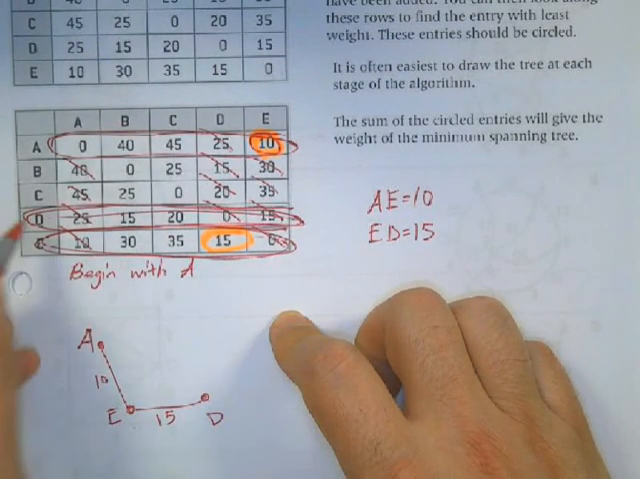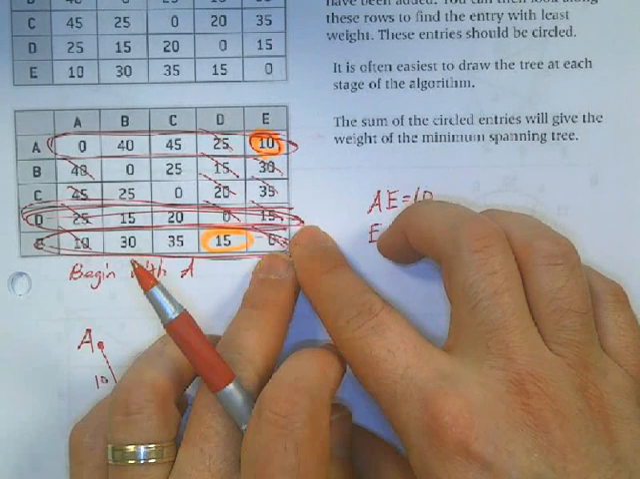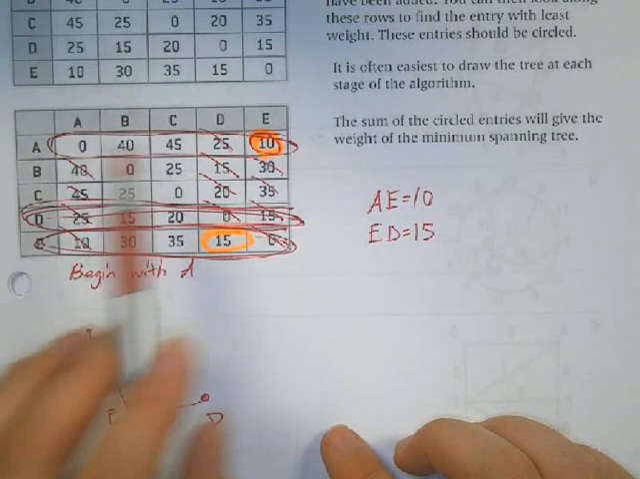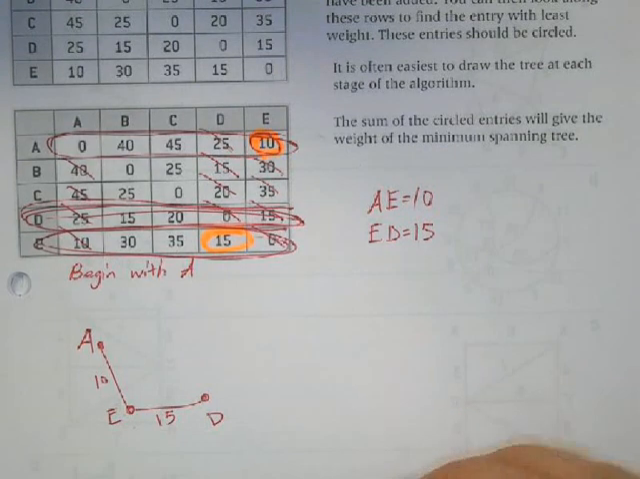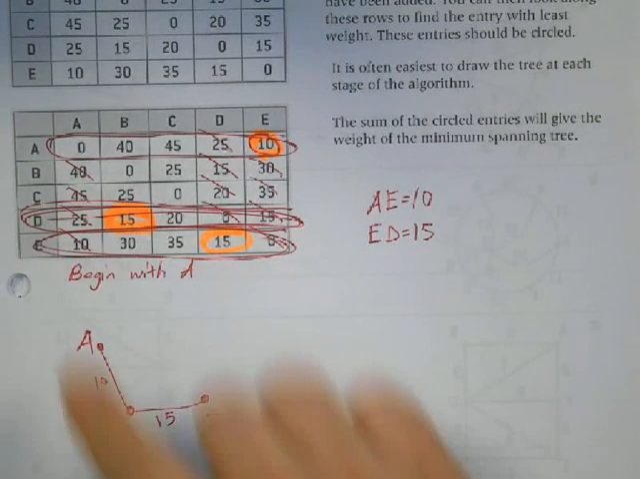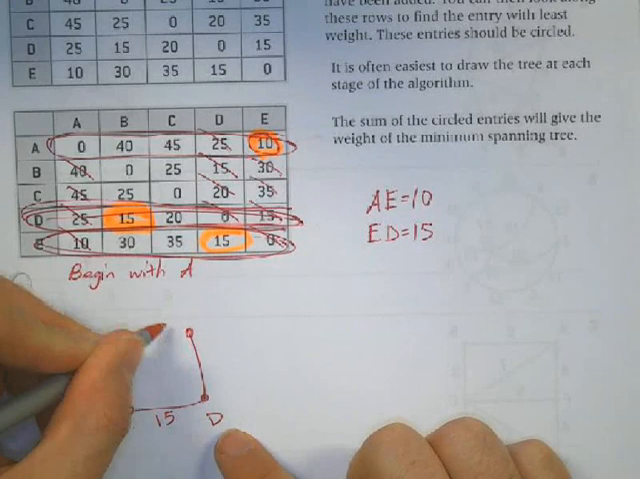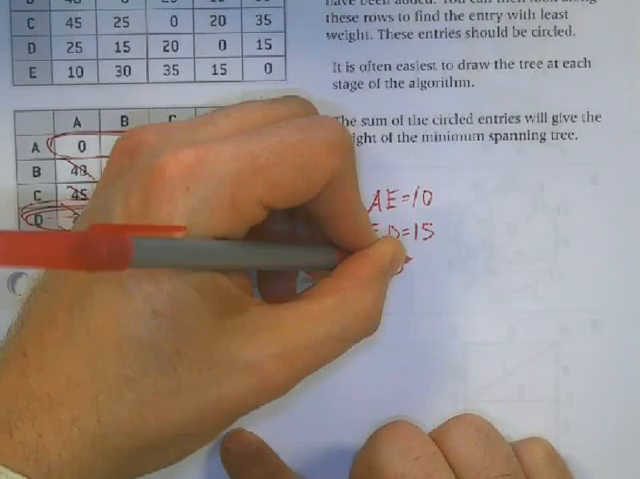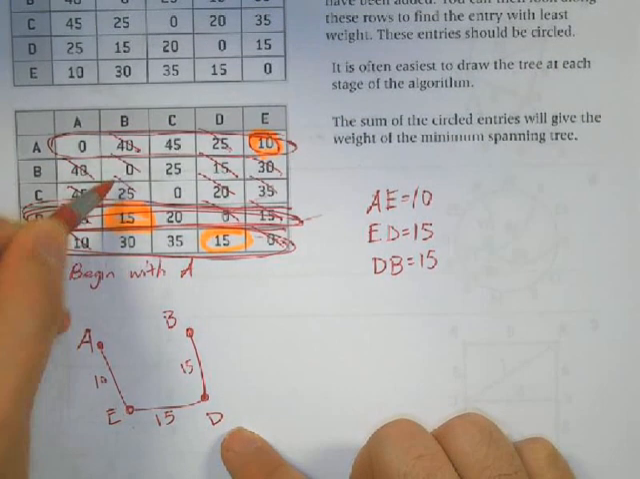So I'm looking at rows A, D, and E, and we're going to pick the smallest edge. So 40, 45, 15, 20, 30, and 35. So 15 is the smallest edge, and that connects from D to B. So I'm going to draw here to B. That's 15. And now I can cross out the B row.